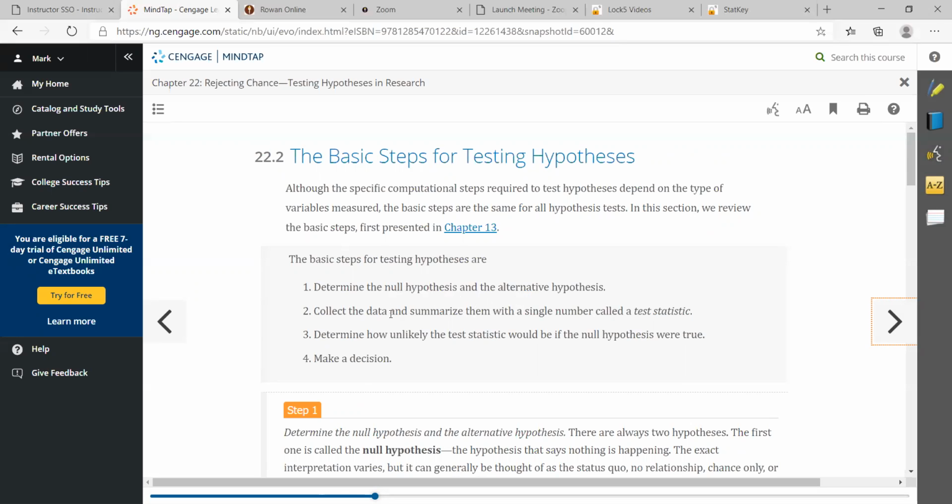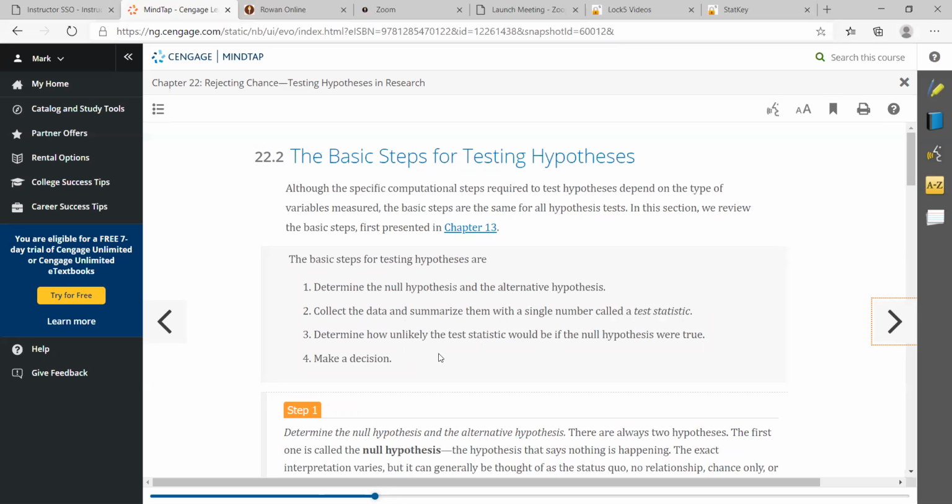Number two, it says collect data. Well, the data will be given to you. Now in this course, most likely you'll be given the sample data, the sample mean or sample proportion, or if there's more than one population, the sample means or sample proportions. It says here, then you summarize with what's called a test statistic. Now, you're not going to do that. That's using formulas. We're not using formulas, but you're going to be doing something similar here.